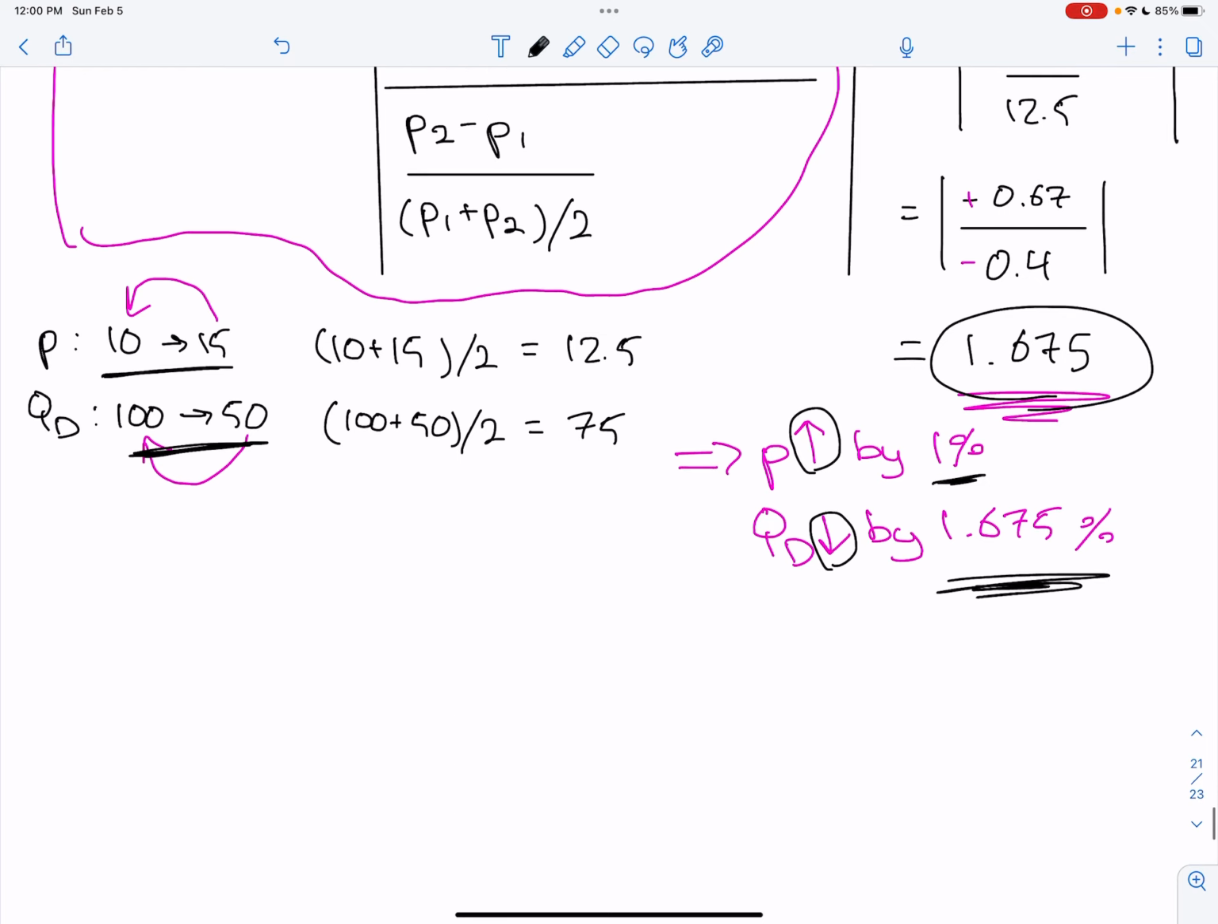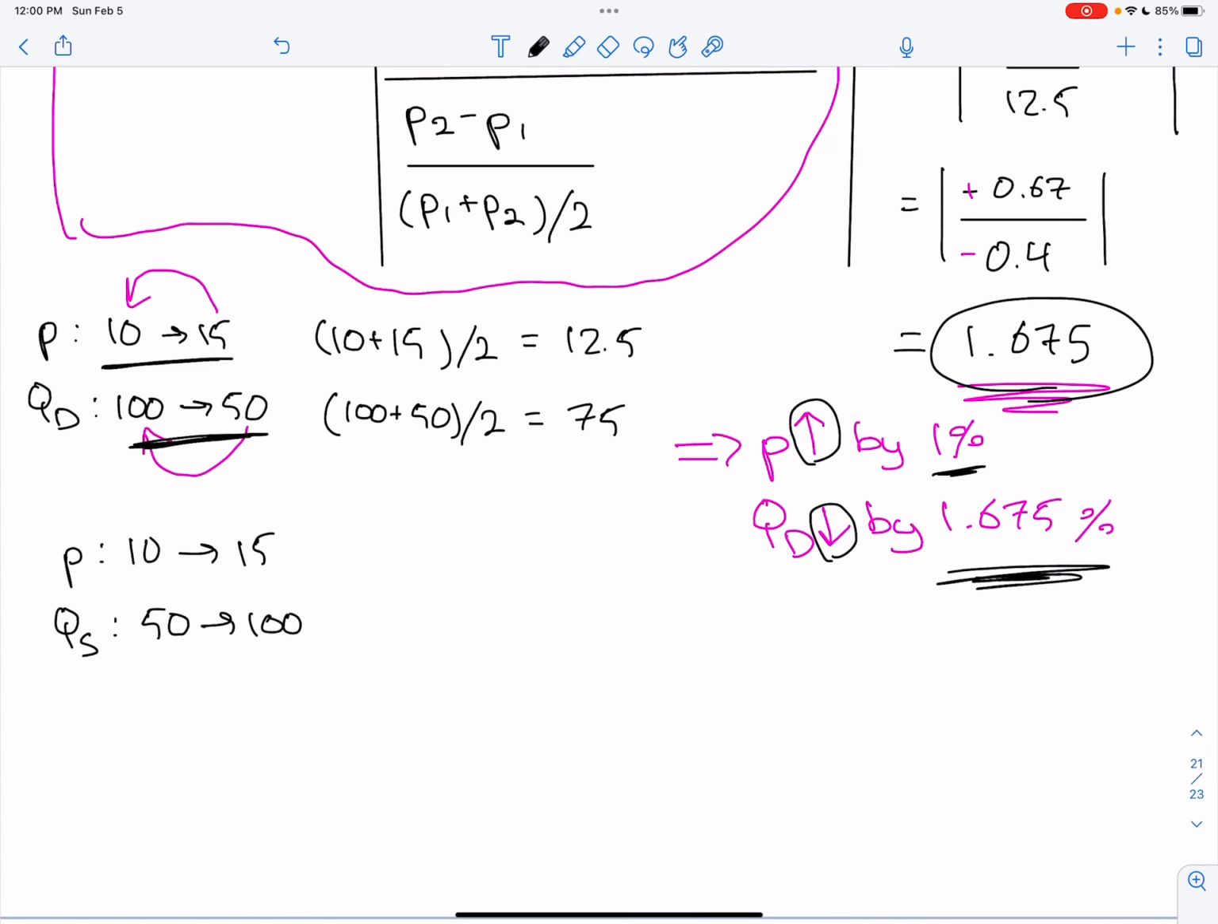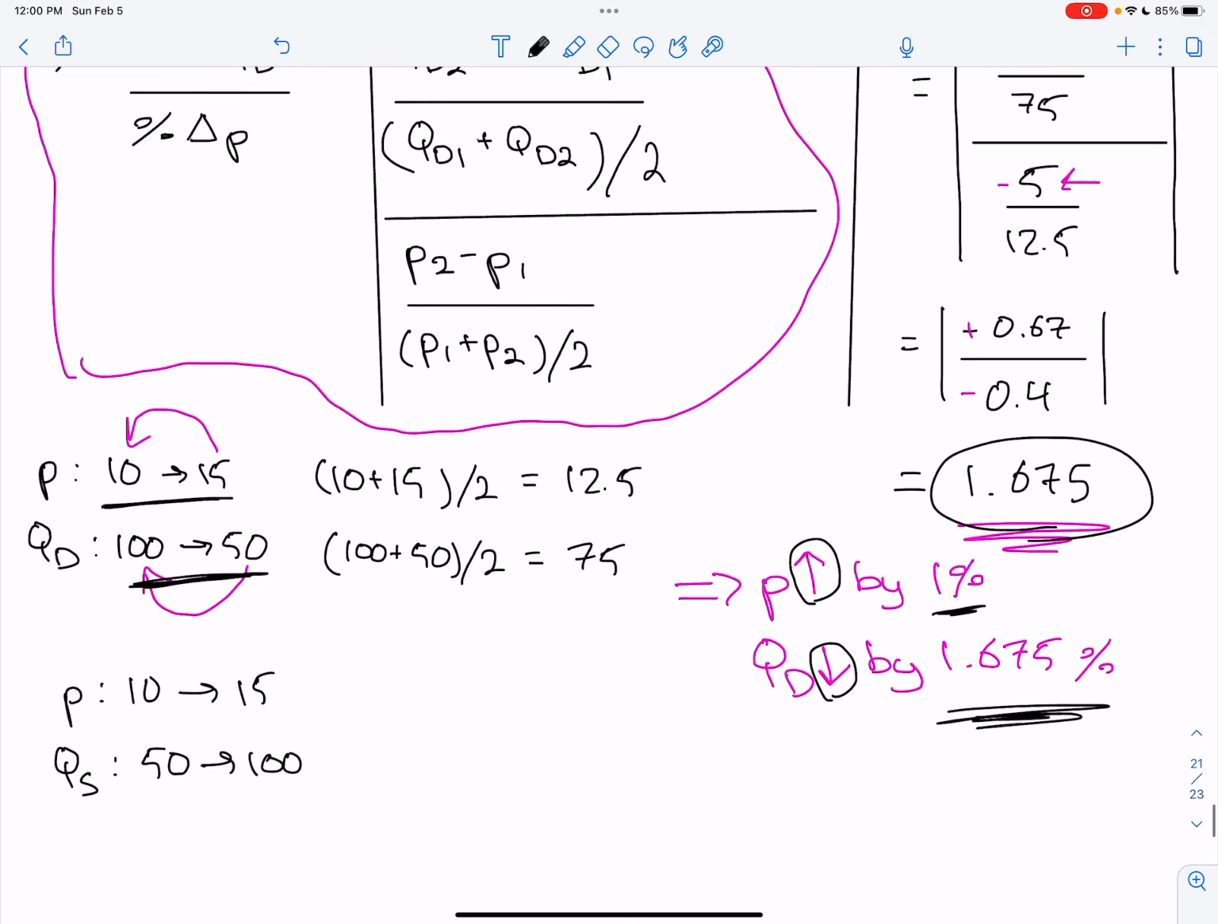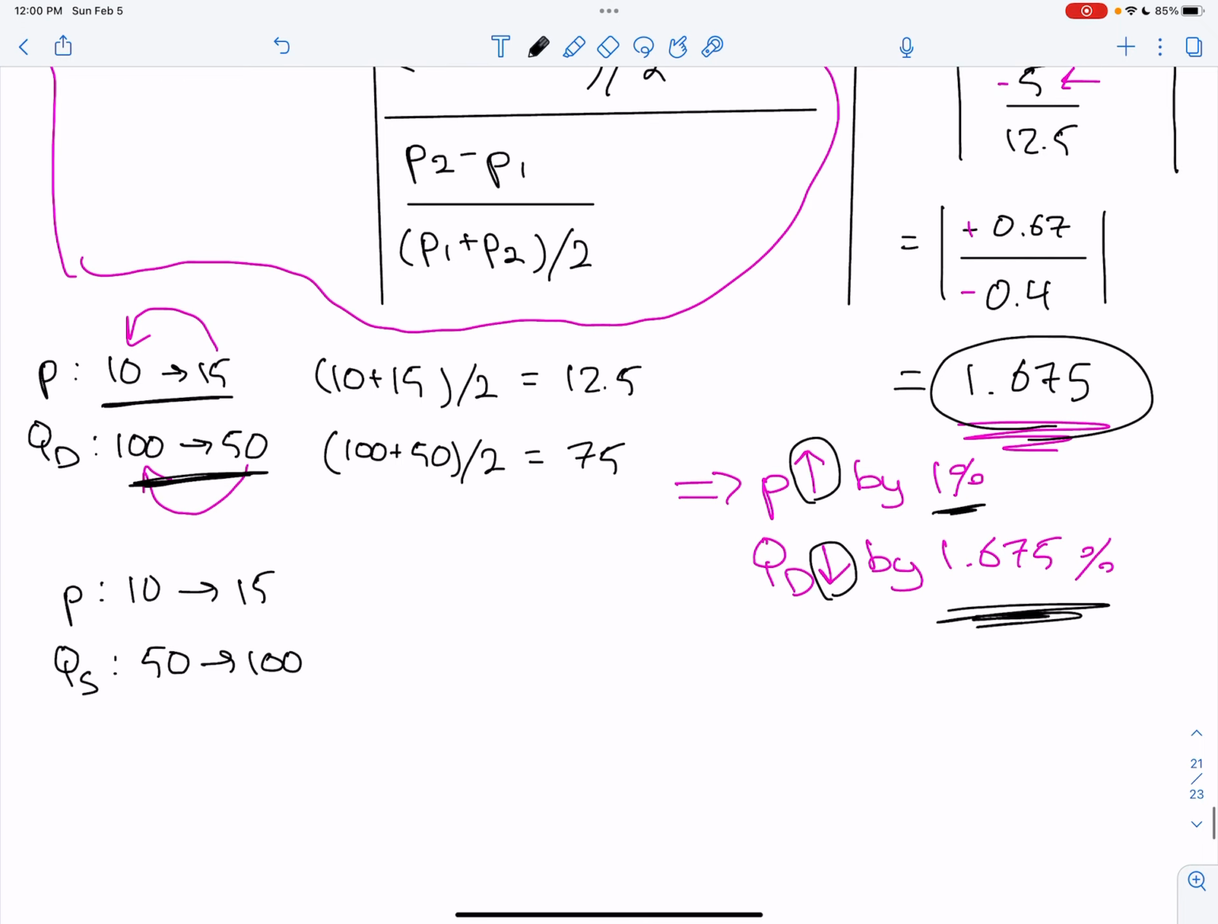For example, if you had price going from 10 to 15, and then you had, say, quantity supplied going from 50 to 100, you would get some number, which I think would actually be the same as here, if I'm not mistaken. Yes, you would essentially get the same number, 1.675. But in that case, it would be that when price goes up by 1%, quantity supplied goes up by 1.675%. So just pay attention to the direction of the arrows. But as I was saying, we get this number, 1.675.